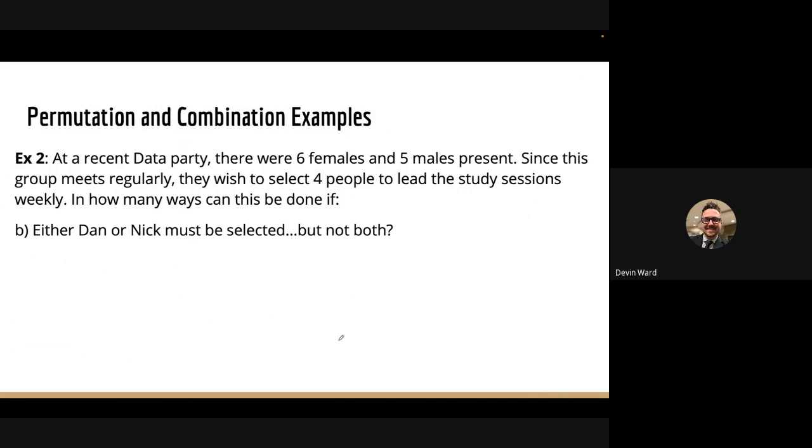Okay, in B, same setup, but this time Dan or Nick can be selected, but not both. Remember, when we have or, that means that we're going to add things together, okay? Remember, when we had and, it was multiply. When it's or, we add, okay? So it's still a combination, this question.